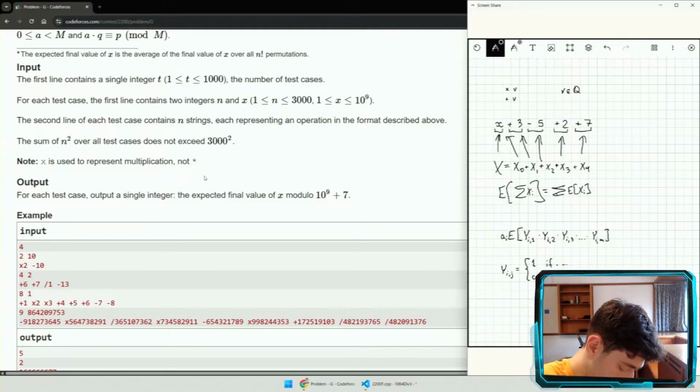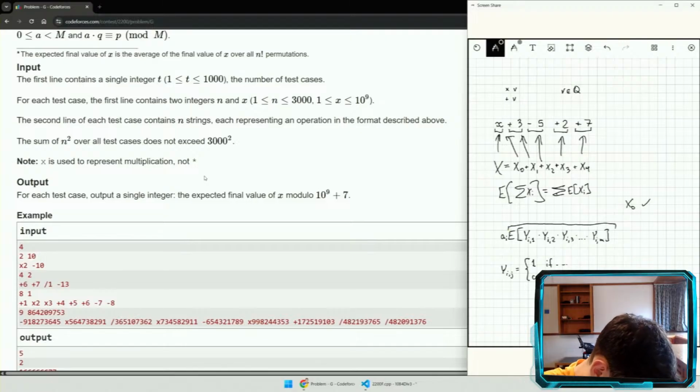Because the expected value of a product. But the nice thing about this is the expected value of this product is the same for every additive coefficient. So by the way, we know x0, and we know that every a_i is multiplied by the same thing. So we just need to find this.